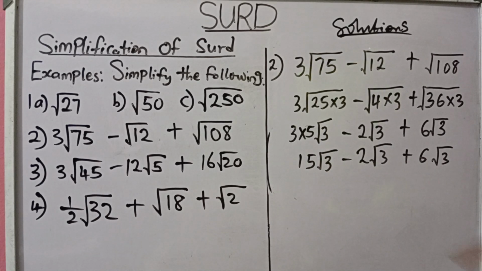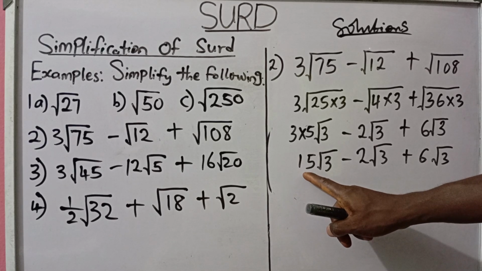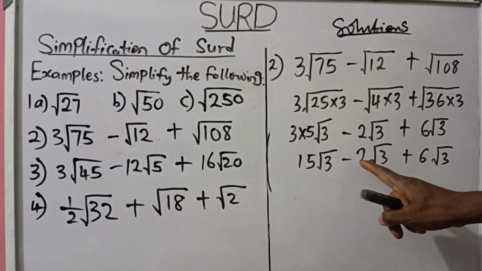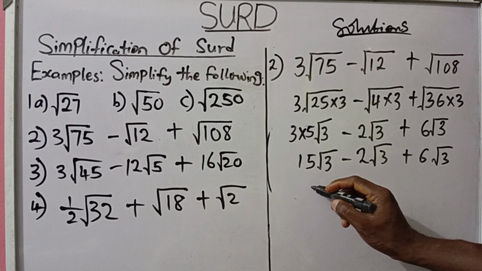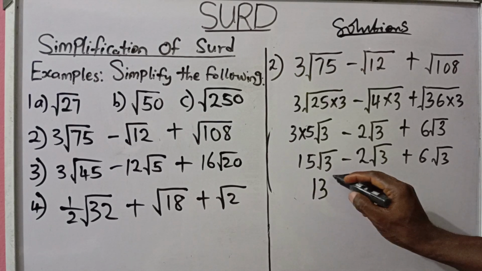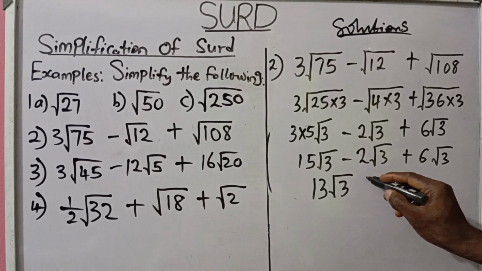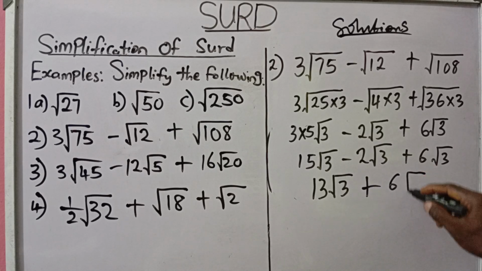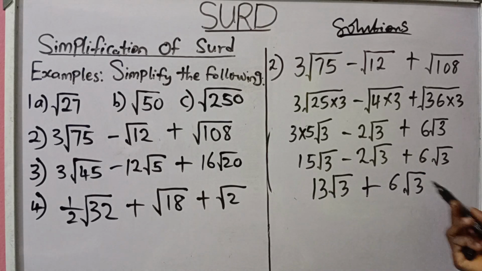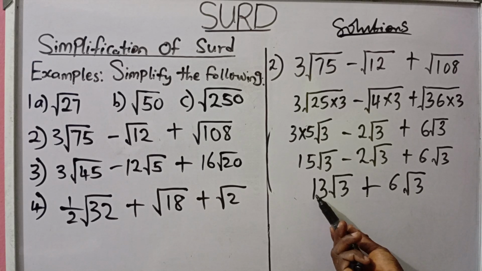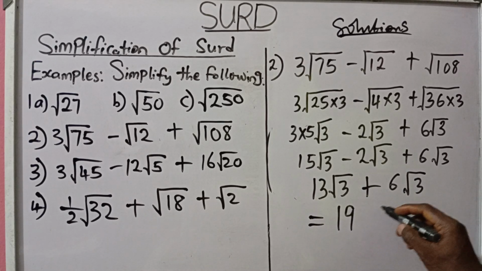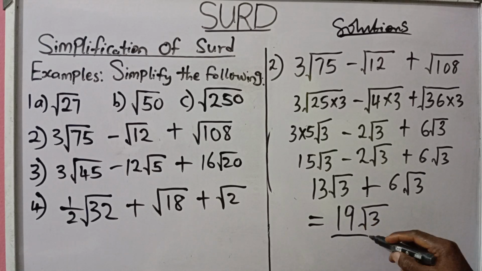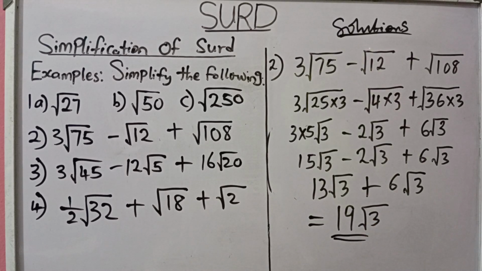Using that same idea, 15 root 3 minus 2 root 3 will give us 13 root 3. Let me bring it down here. 13 root 3, then plus 6 root 3. So bringing them further together, 13 plus 6 will give us 19. 19 root 3 becomes the final solution to this particular question. I hope this is quite clear.